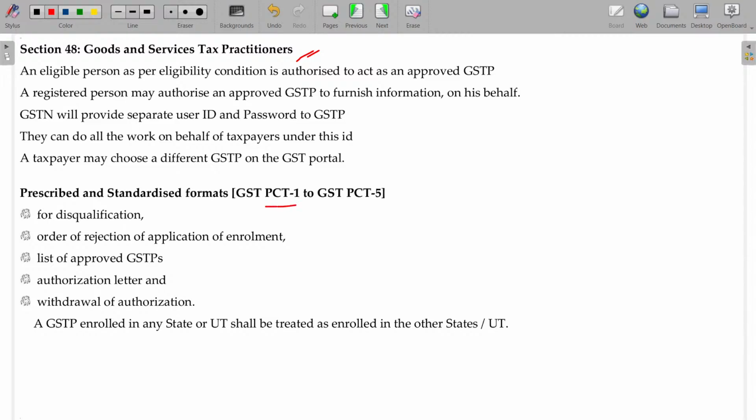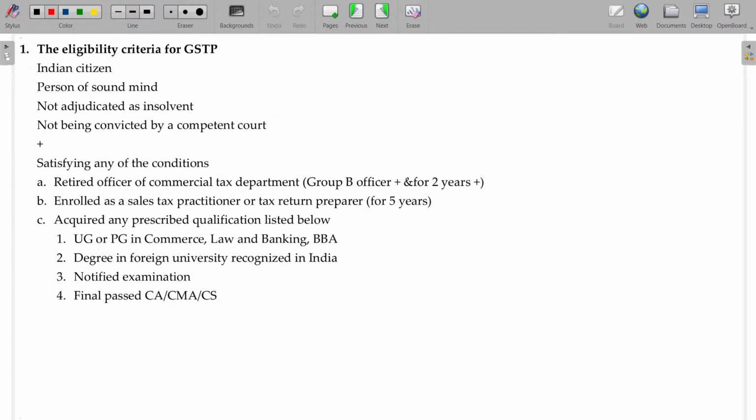And here you have been given in PCT. PCT is for the practitioner's form. PCT is the practitioner form. Disqualification, application rejection to be a practitioner. You applied for, but your application rejected. For that, there is a form, and all these things are available in PCT forms.